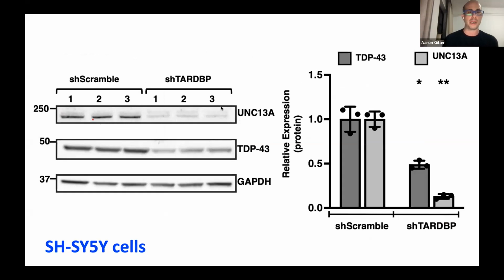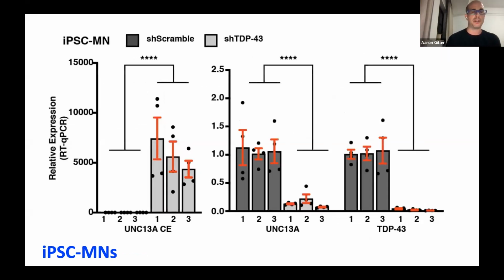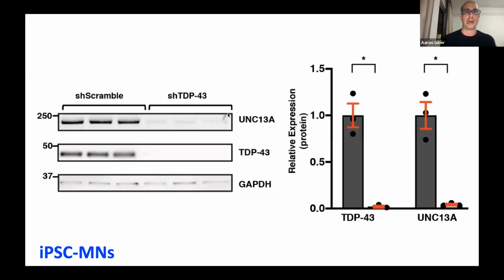This is neuroblastoma cells. She also does this in induced motor neurons from human iPS cells. Knock down TDP-43, cryptic exons go up. Full-length transcript goes down. Western blot, the protein's eliminated. So UNC13A belongs to a family of UNC proteins originally discovered in the worm C.